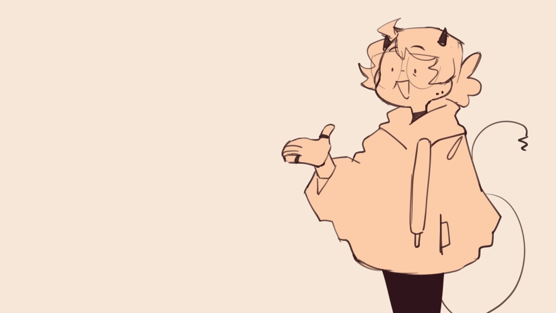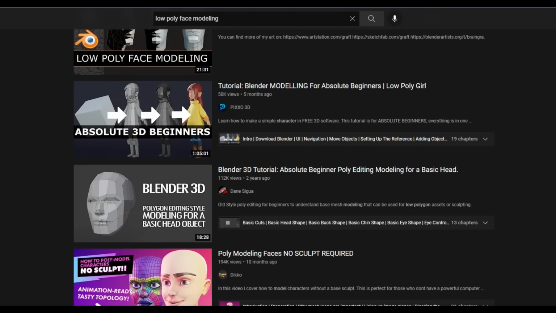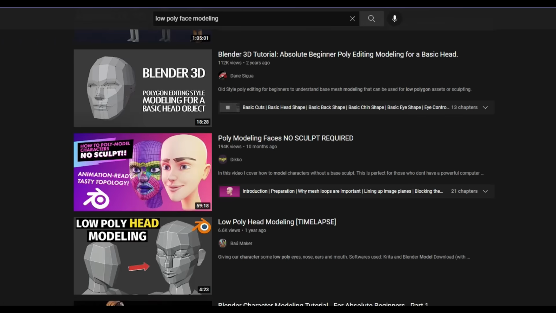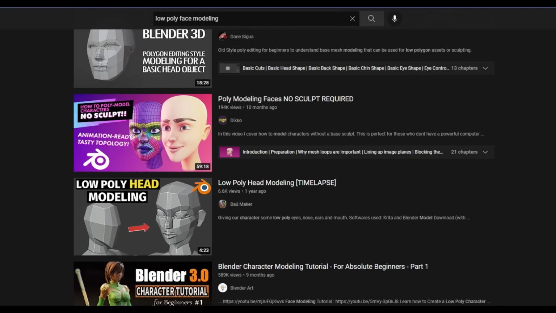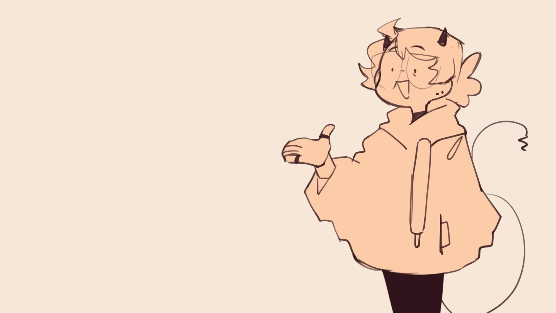Ari coming in clutch again with some more advice. She recommends that if you're struggling and you can't seem to grasp the planes of the face, look up tutorials on modeling a low polygon face in 3D software, because watching somebody shape a face from scratch really helps to understand the structure. Once these shapes are easier to understand, you'll be able to stylize them.